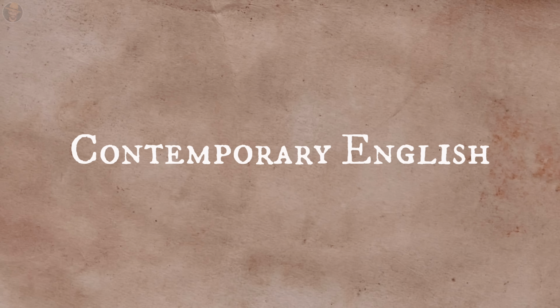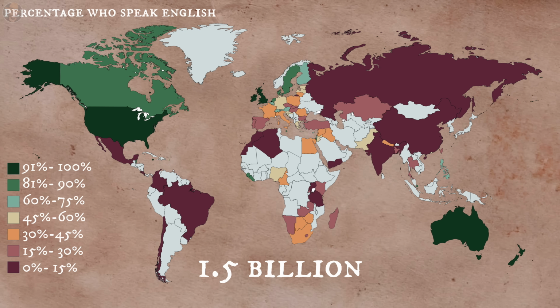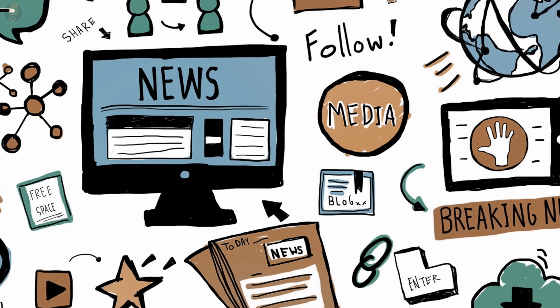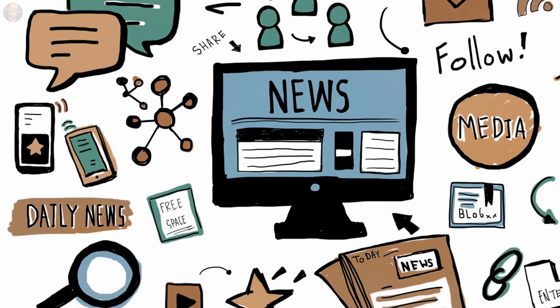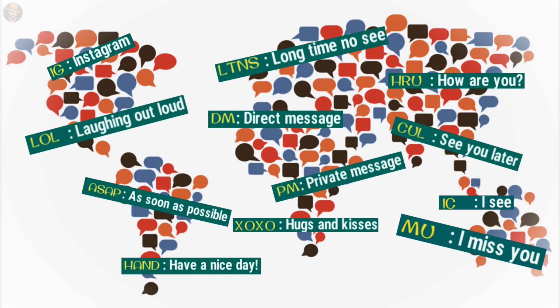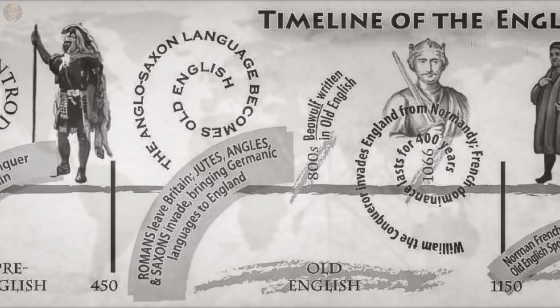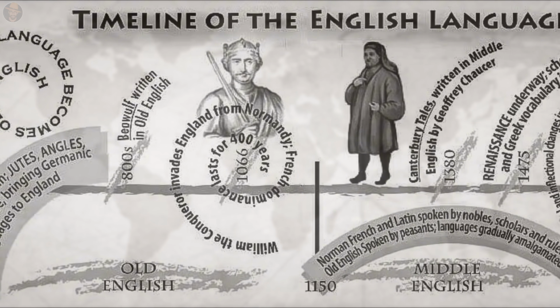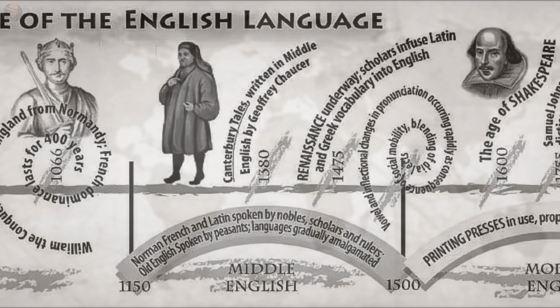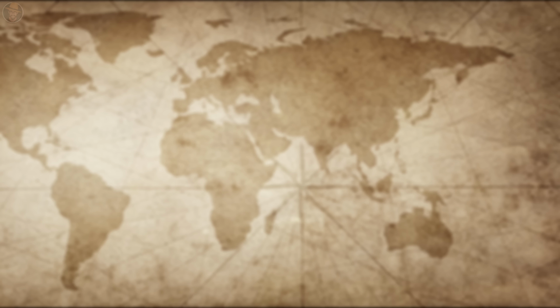Contemporary English. Today, English is a global lingua franca, spoken by over 1.5 billion people worldwide. It continues to evolve with influences from technology, social media, and global communication. The digital age has accelerated the creation and dissemination of new words and phrases, making English a highly dynamic and adaptive language. In summary, the history of the English language reflects a series of invasions, cultural shifts, and technological advancements that have shaped it into the rich and diverse language we know today.